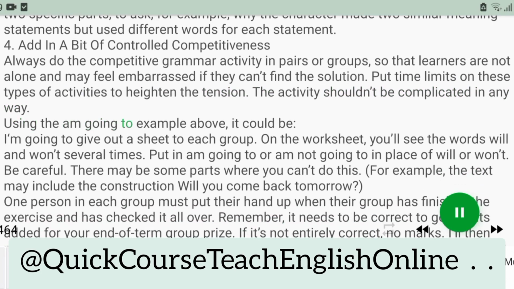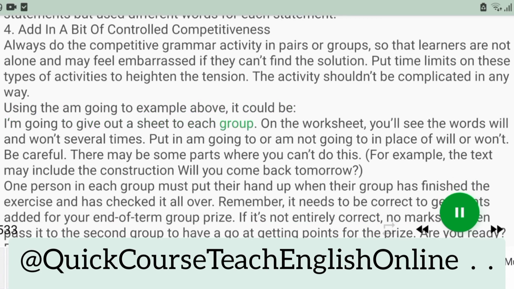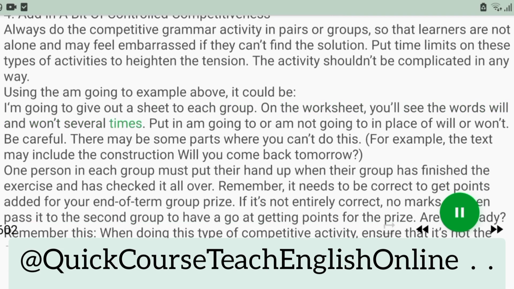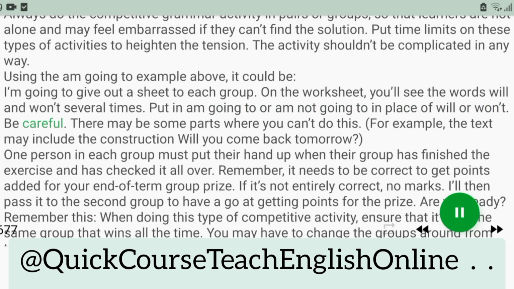Using the "I'm going to" example above, it could be, "I'm going to give out a sheet to each group. On the worksheet, you'll see the words 'will' and 'won't' several times. Put in 'I'm going to' or 'I'm not going to' in place of 'will' or 'won't'. Be careful. There may be some parts where you can't do this.